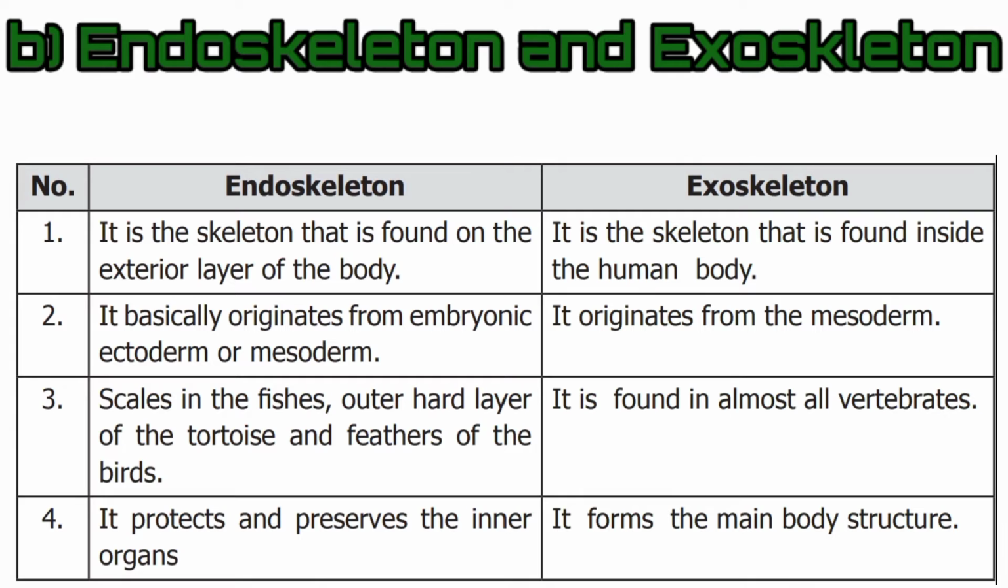Endoskeleton examples: scales in the fish, the outer hard layer of the tortoise and feathers of the birds. Exoskeleton is found in almost all vertebrates. Endoskeleton protects and preserves the inner organs. Exoskeleton forms the main body structure.